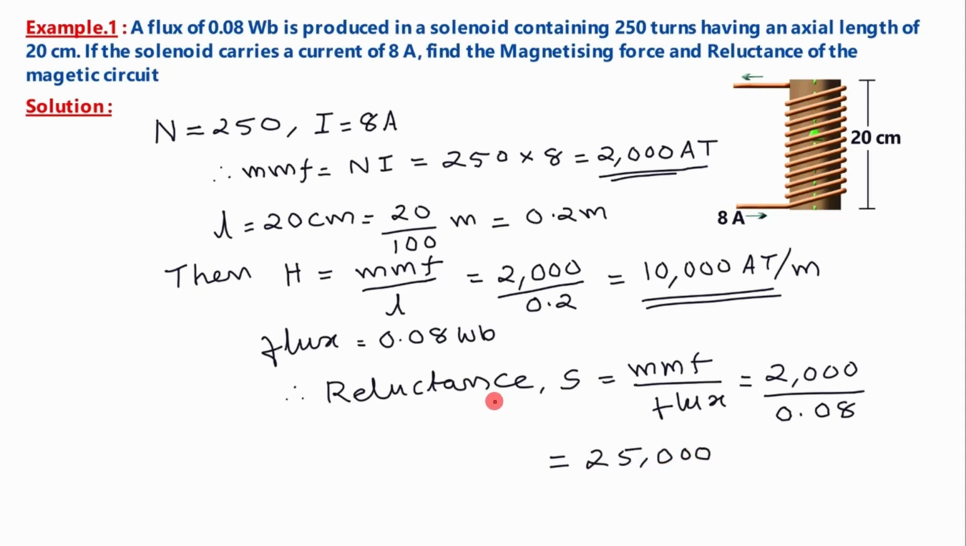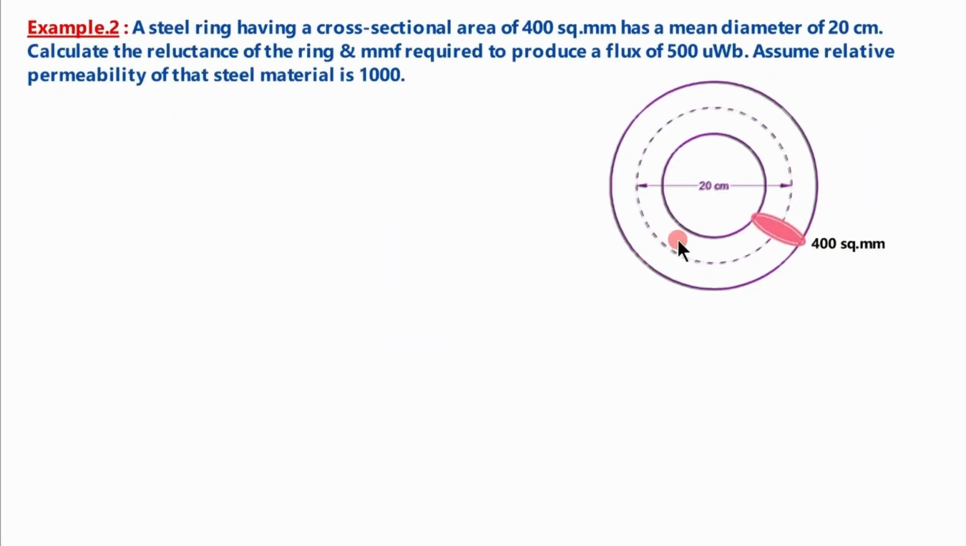Unit of reluctance is ampere turns per Weber. Example 2. Here a steel ring having a cross-sectional area of 400 square mm, which is having a mean diameter of 20 centimeter, is given. We have to calculate the reluctance of the ring and MMF required to produce a flux of 500 micro Weber. It is said that we can assume relative permeability, that is mu r, of this material as 1000.